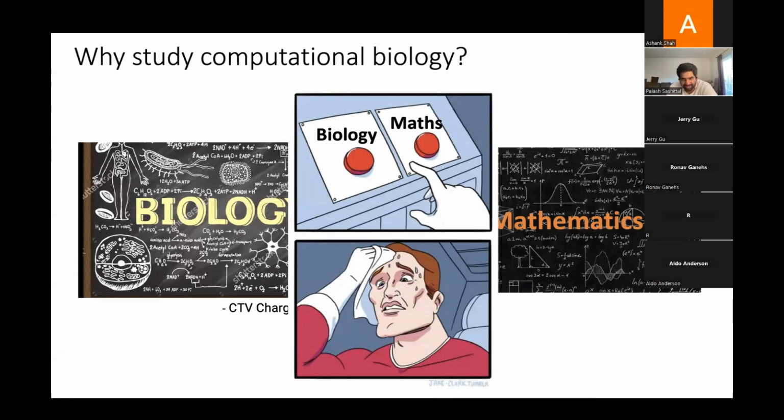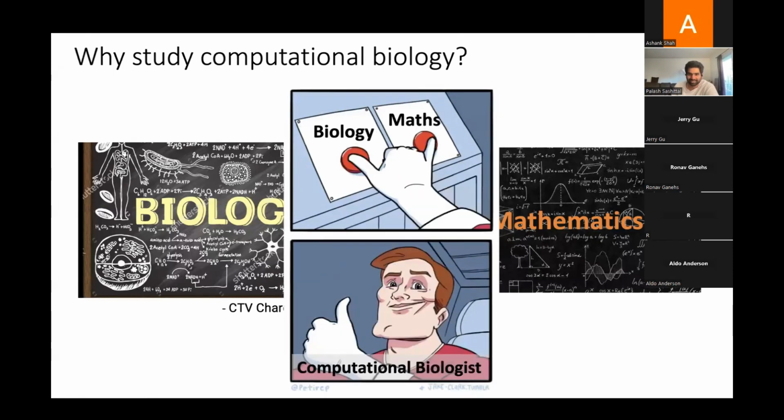After meandering for a very long time, because I didn't know if there was an option where I could actually do both, I ended up becoming a computational biologist. So if you are like me and if you like biology and mathematics both at the same time, computational biology might be an interesting topic for you. I want to convince you of that in the subsequent slides.